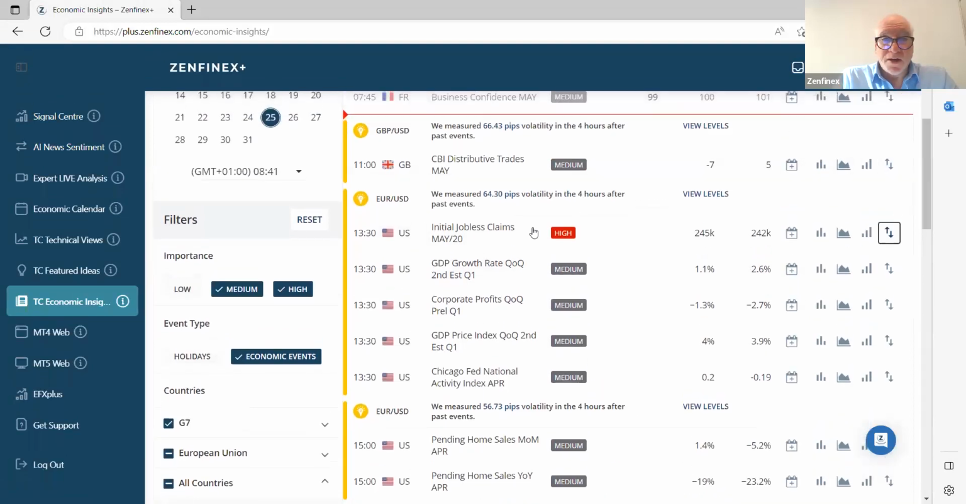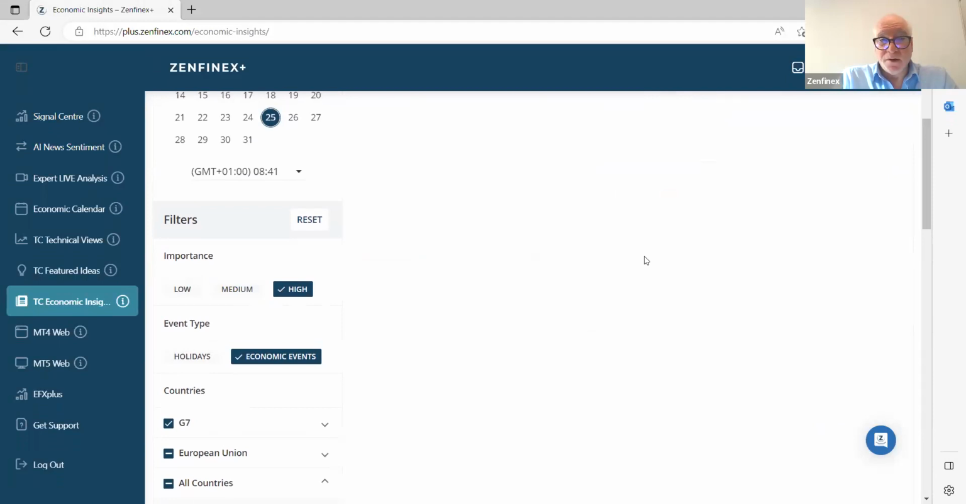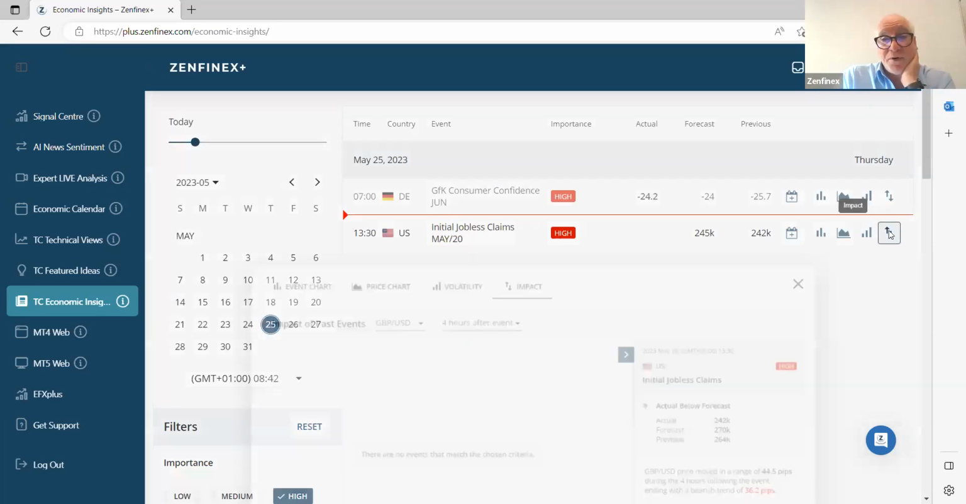Why am I interested in this today? Because if I just focus on the high impact news, let's see if it'll show that. So we've got initial claims, 1:30 UK time. There's a forecast view that it's going to go slightly higher in terms of more jobless claims. But we're more interested in what happened previously.